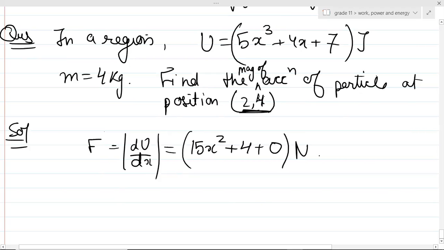So what role will this 4 play? Will this 4 play any role? Because it's a y coordinate. Is potential energy dependent on the y coordinate somehow? No, right? So only the x coordinate will be playing a role.